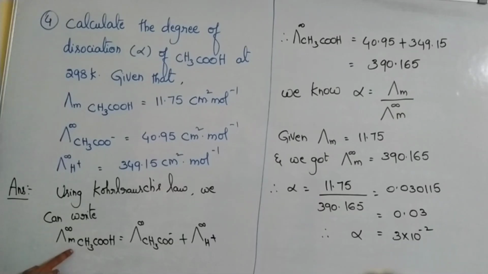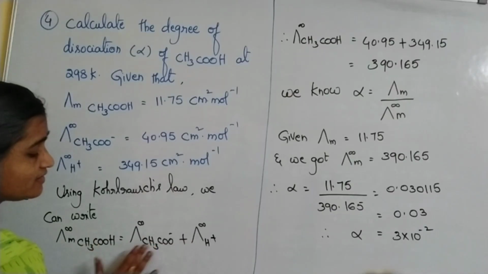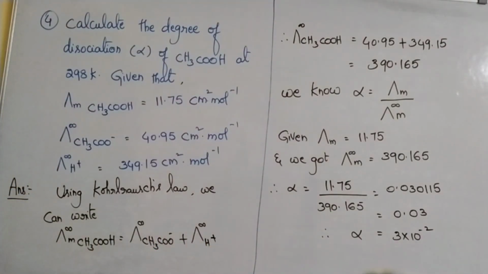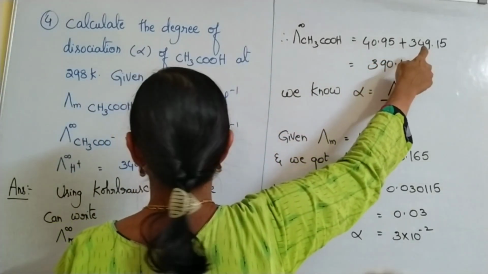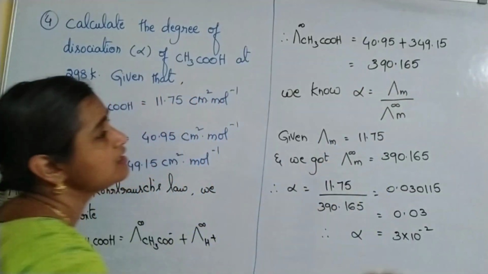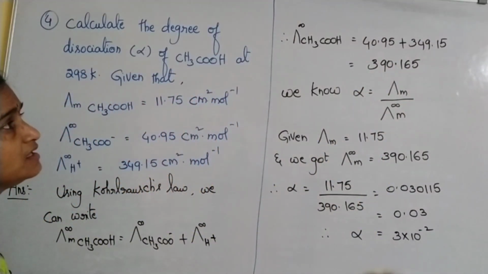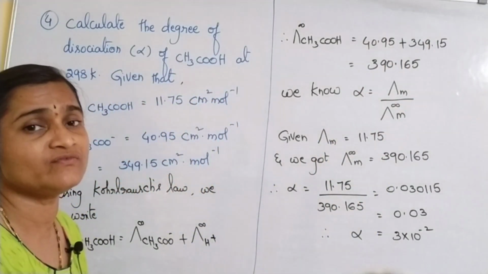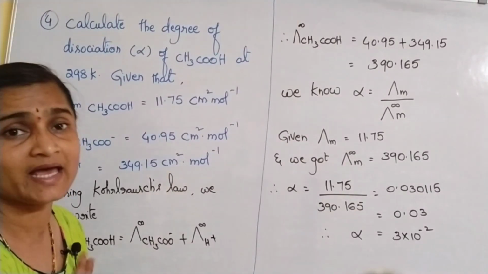That is called Kohlrausch law. So according to Kohlrausch law, to calculate lambda infinity of CH3COOH we need to add the individual values of cation and anion respectively. For one ion they gave 40.95, for the other 349.15. So if you add both, how much do you get? 390.165. That is the limiting molar conductivity of the weak electrolyte, acetic acid.